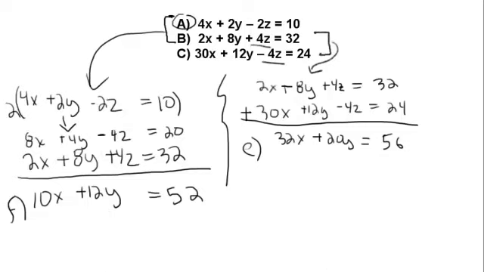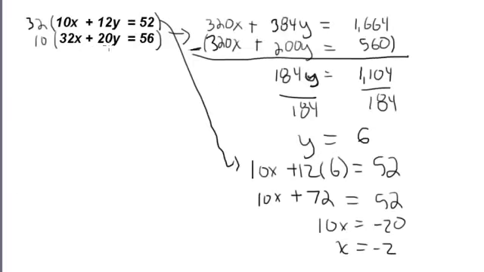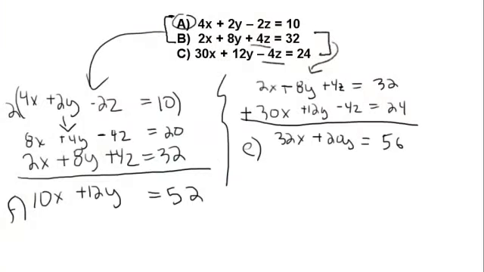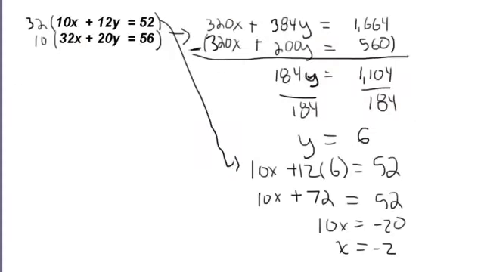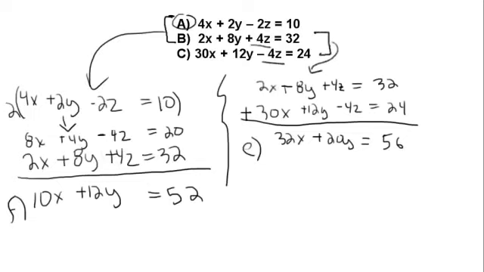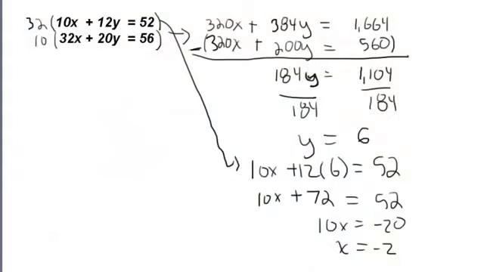In fact, this is the very system that we just solved in our review. I'll go back to that. Alright, look, 10x plus 12y equals 52, equation D, and 32x plus 20y equals 56, equation E. Right, that was what we reviewed. And we found out that x equaled negative 2, y equals 6.